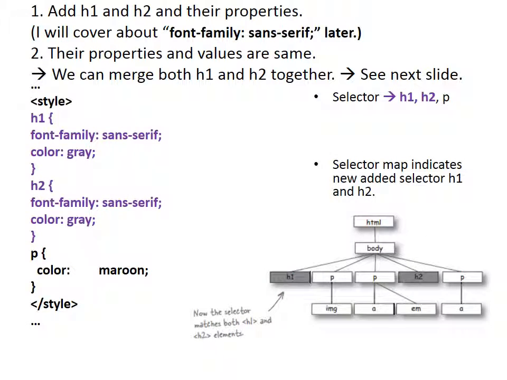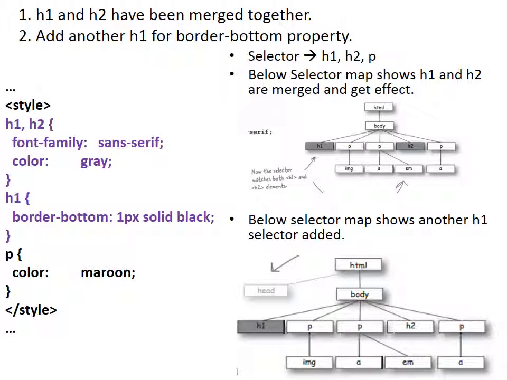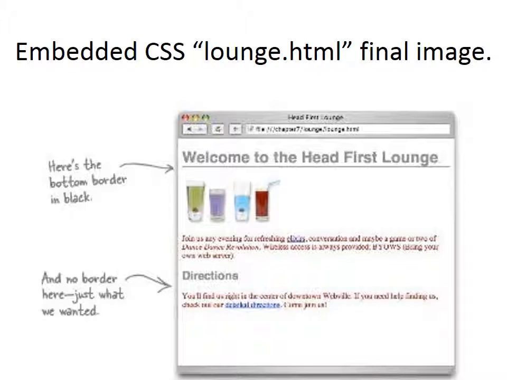Add more selectors H1 and H2. Then format them with a font family sans serif and color gray. Since selectors H1 and H2 have some same format, you can pull them out and merge them together with a comma. This is the result so far.